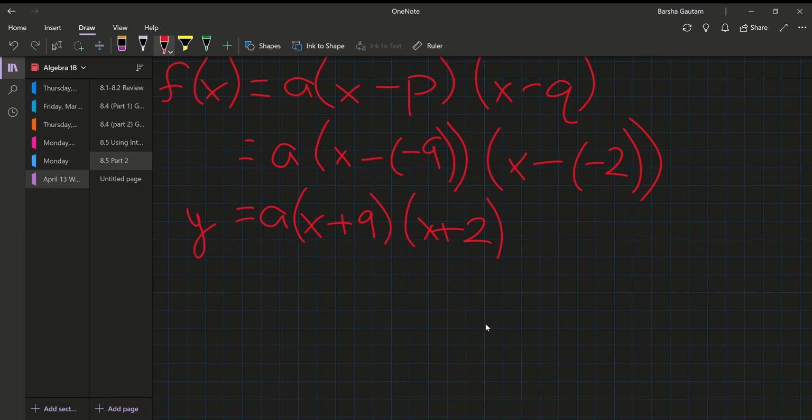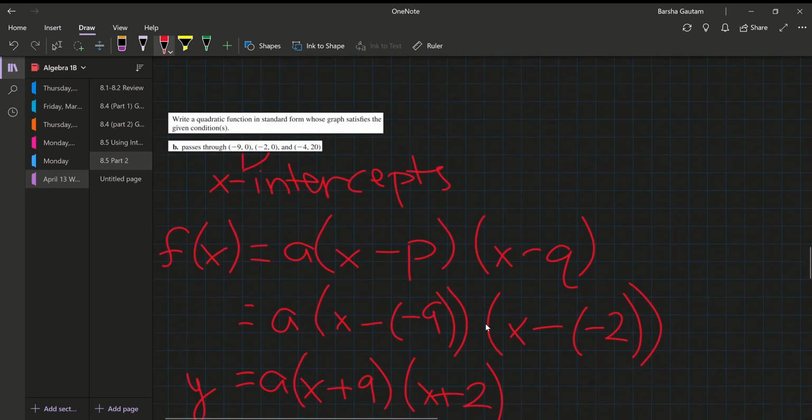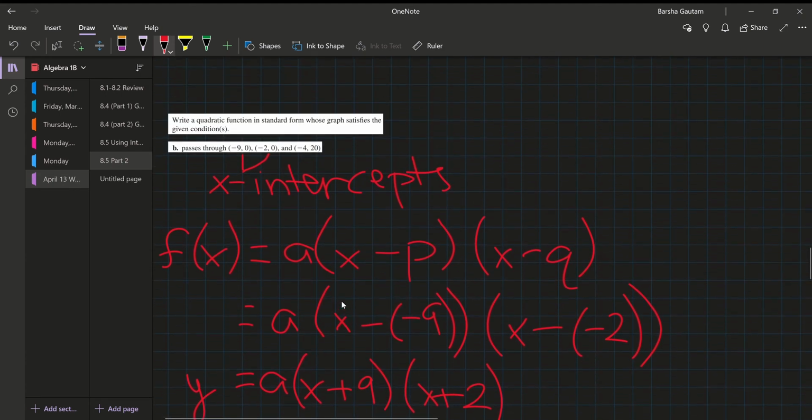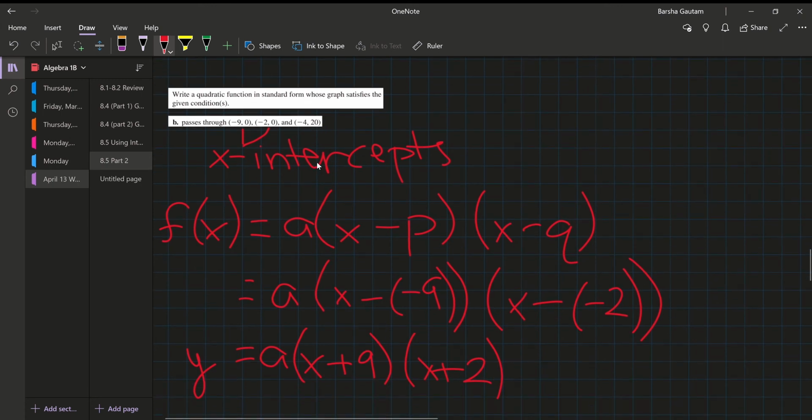Well, remember earlier we were given other points to use. So if we plug in those points, we can figure out what a is. So let's go ahead and use this one point that we didn't use, (-4, 20). So what this means is if we plug in -4 for x, our answer should be 20. Sorry. If we plug in -4 and 20, we'll be able to figure out what a is.